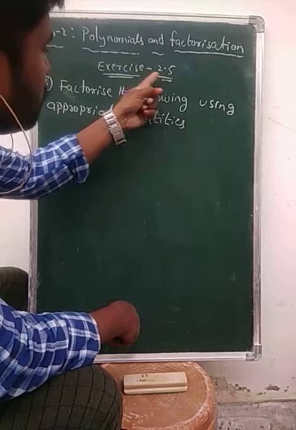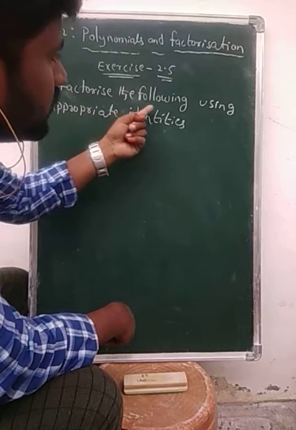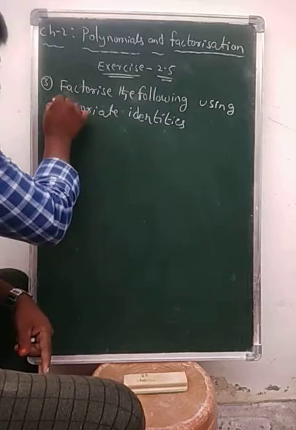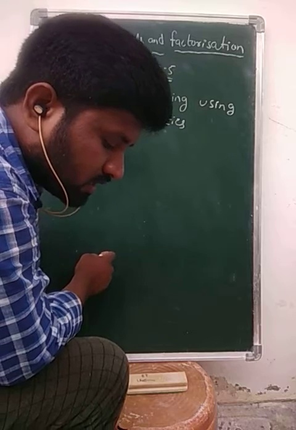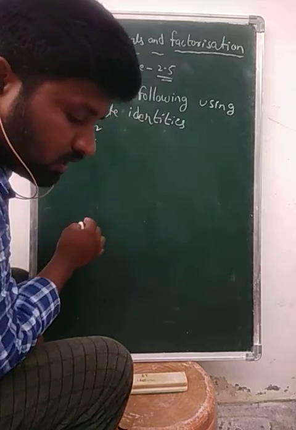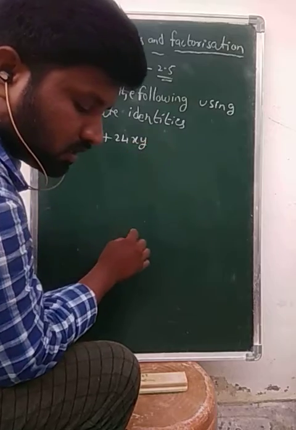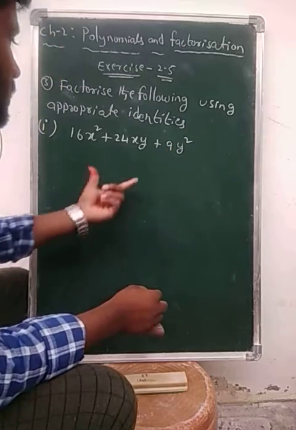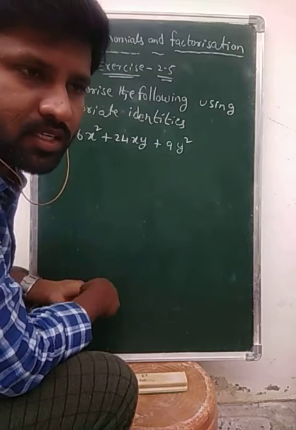In exercise 2.5, third question, the question is: factorize the following using appropriate identities. The first question is 16x square plus 24xy plus 9y square. So this is the given question. I am going to factorize this one by using a suitable identity.